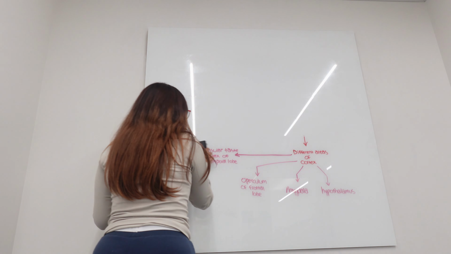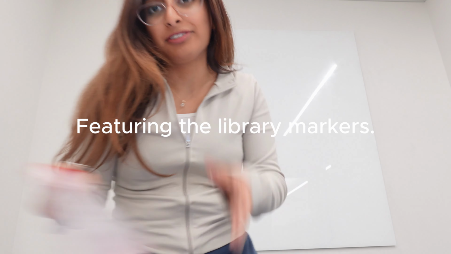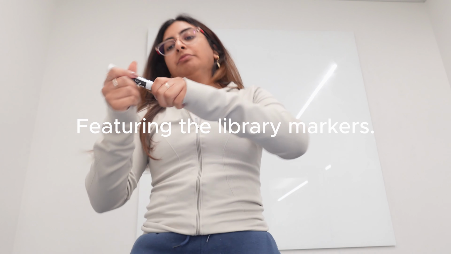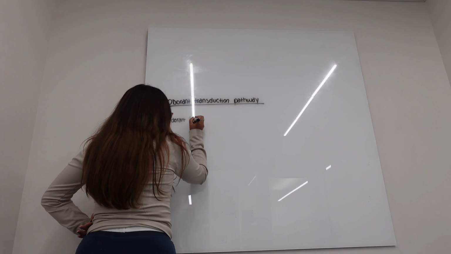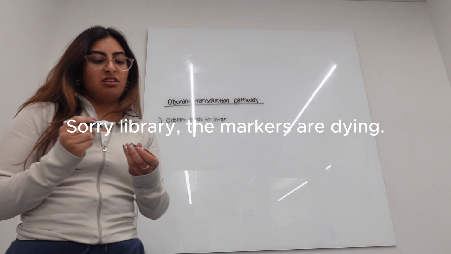I'm going to explain the odor and transduction pathway. I'm going to use a black one because I don't know if you can see it on camera well. Marker 6.